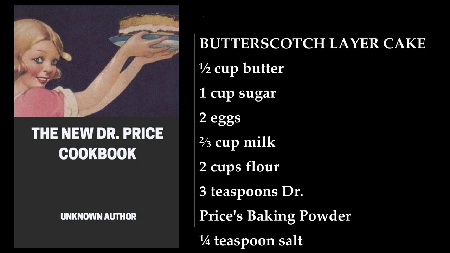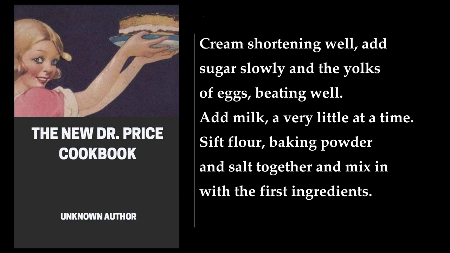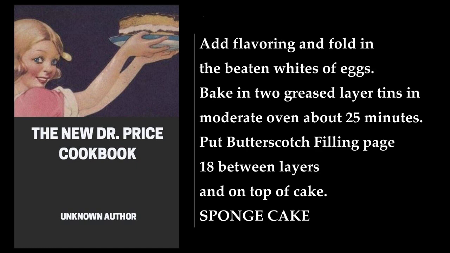Butterscotch layer cake. 1/2 cup butter, 1 cup sugar, 2 eggs, 2/3 cup milk, 2 cups flour, 3 teaspoons Dr. Price's baking powder, 1/4 teaspoon salt, 1 teaspoon vanilla extract. Cream shortening well, add sugar slowly in the yolks of eggs, beating well. Add milk, a very little at a time. Sift flour, baking powder and salt together and mix in with the first ingredients. Add flavoring and fold in the beaten whites of eggs. Bake in 2 greased layer tins in moderate oven about 25 minutes. Put butterscotch filling, page 18, between layers and on top of cake.